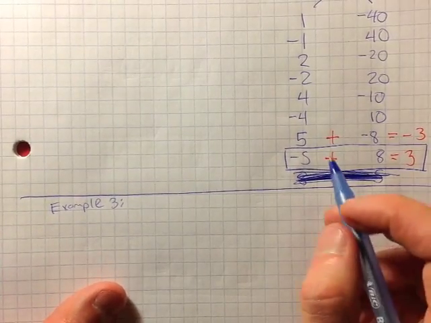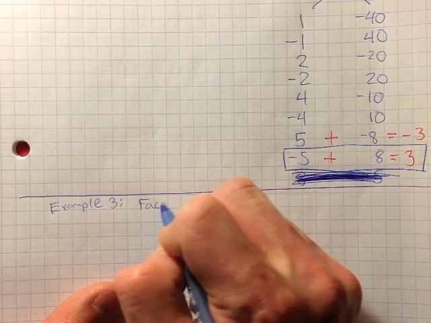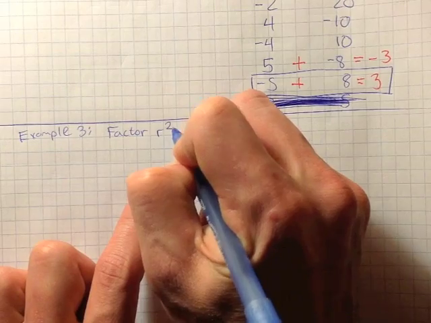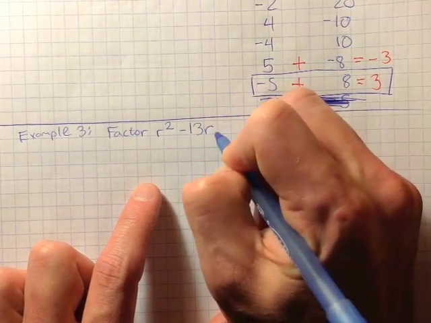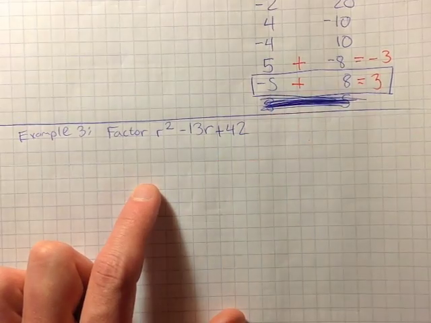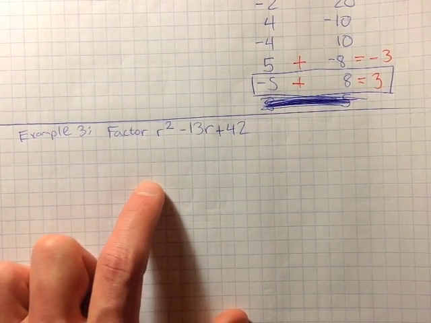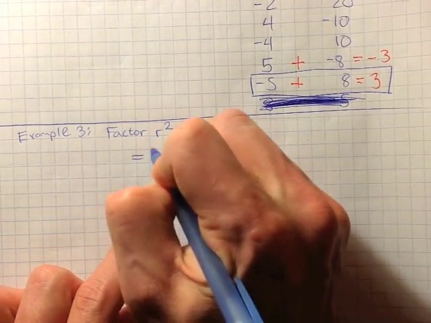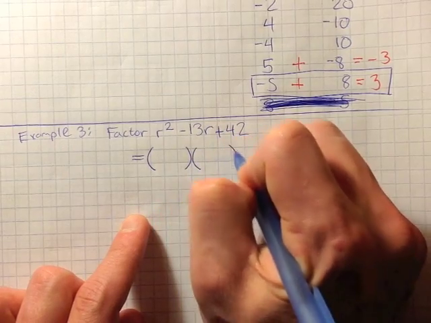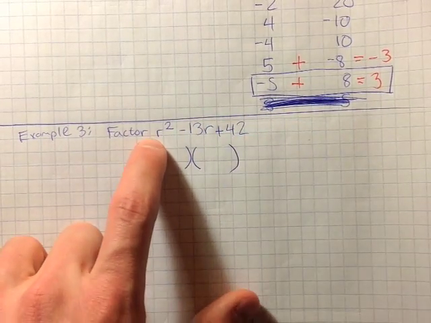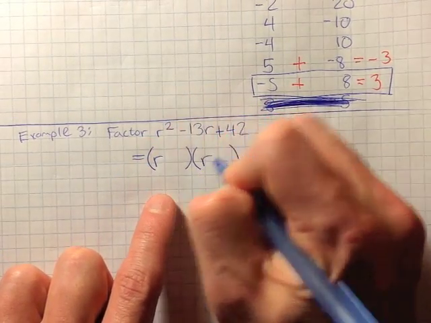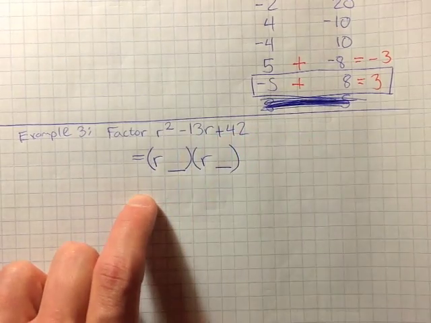How about factor r squared minus 13r plus 42. Okay? Now I'm not going to write out everything. What I will write out is equals what? Okay? Invisible 1, multiplying the r squared, so there's going to be an r here and an r here. What goes here? What goes here?